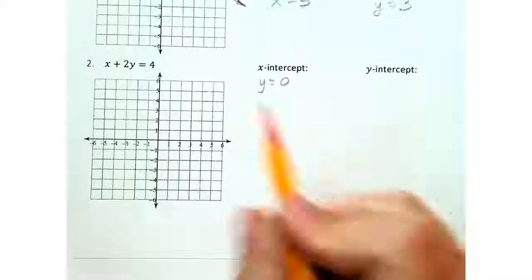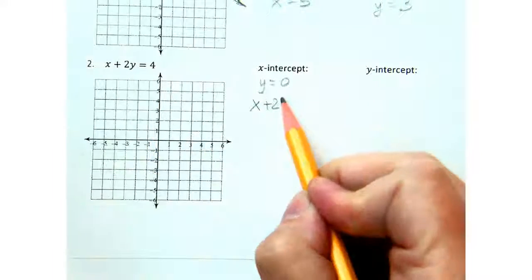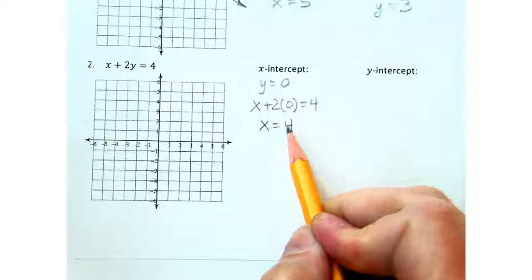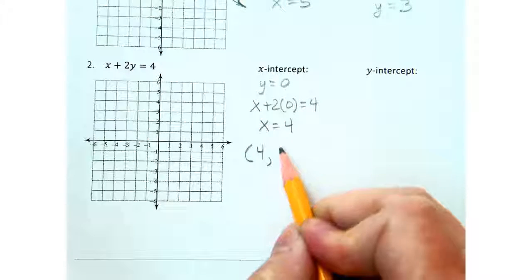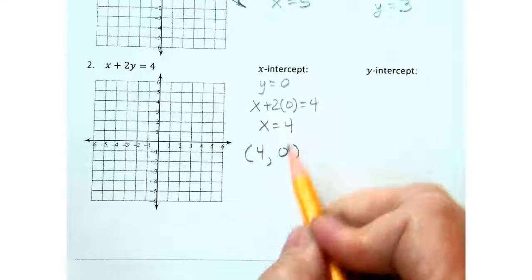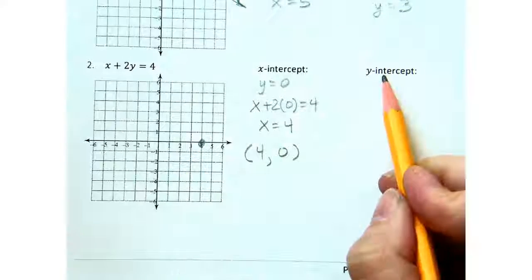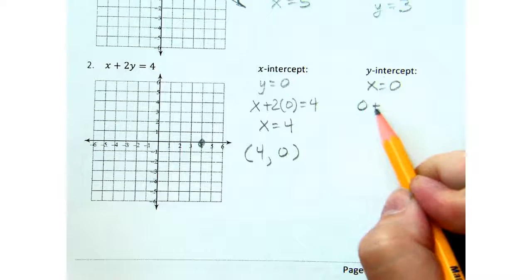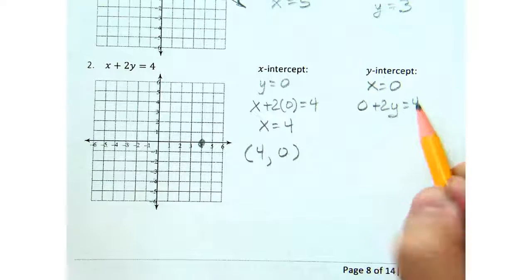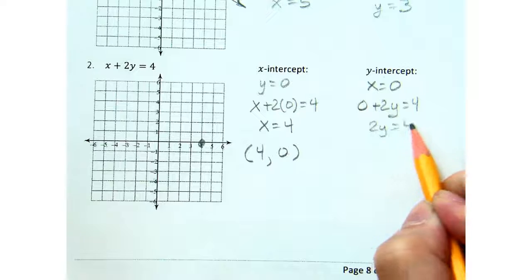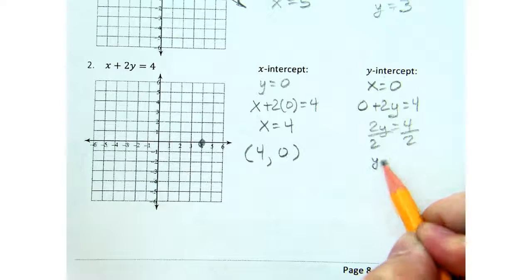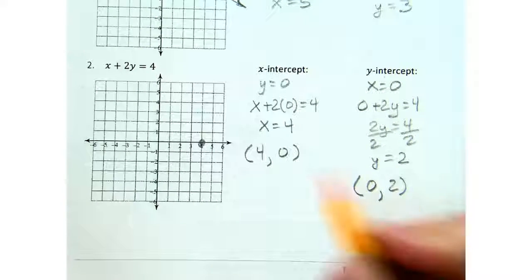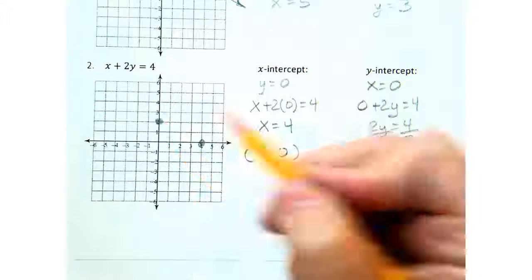To find the x-intercept, set y equal to 0 for x plus 2 times 0 equals 4, or x equals 4. Our x-intercept then is (4, 0). Graph this point on the x-axis. To find the y-intercept, set x equal to 0. Now we have 0 plus 2y equals 4, or 2y equals 4. Divide both sides by 2, y equals 2. The y-intercept is (0, 2).